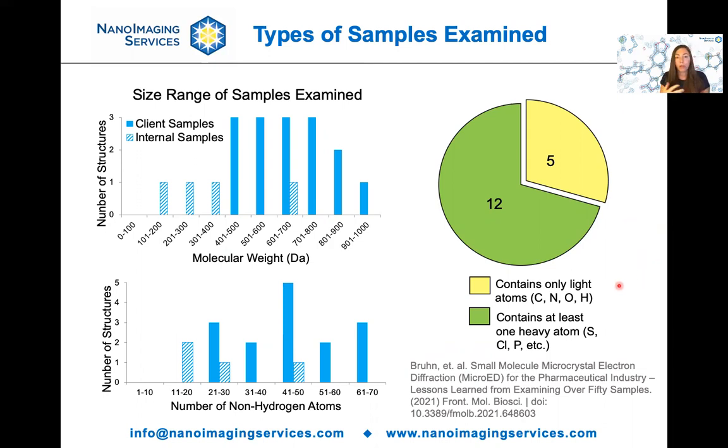Additionally, for the samples where we knew the atom types involved, a lot of them did not contain any heavier atoms, such as sulfur. And so we were really excited that we were still able to phase data when maybe carbon or oxygen is the heaviest atom in the whole molecule. So that was really exciting for us.